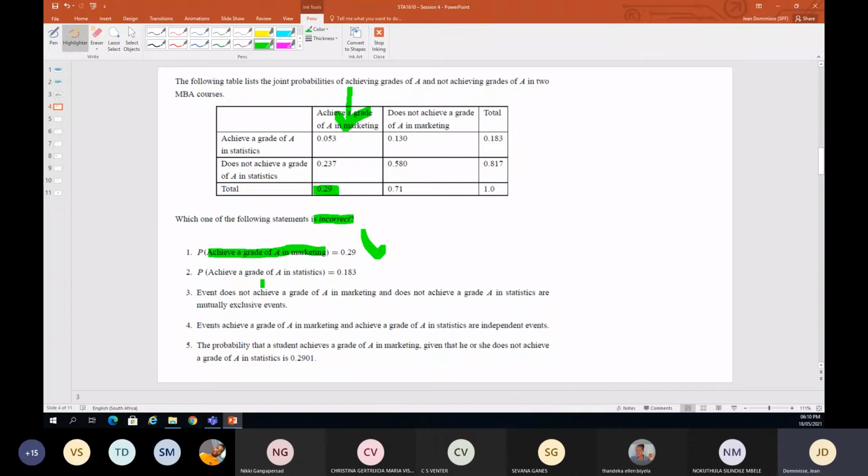Achieve a grade of A in statistics. So let's look at where that is. So A in statistics, so we're basically looking at that row. So it is the total. So let's look at what is the total. The total is 0.183, 0.183. So that is correct. Okay, so basically for both of these, we wanted to know what is the probability of getting an A in marketing. So it's that one. Probability of getting an A in statistics is that one.